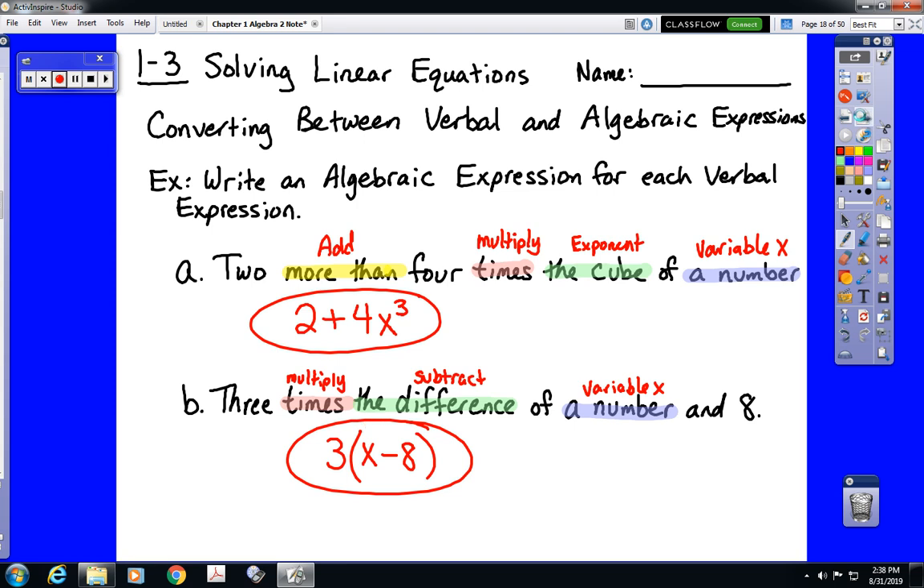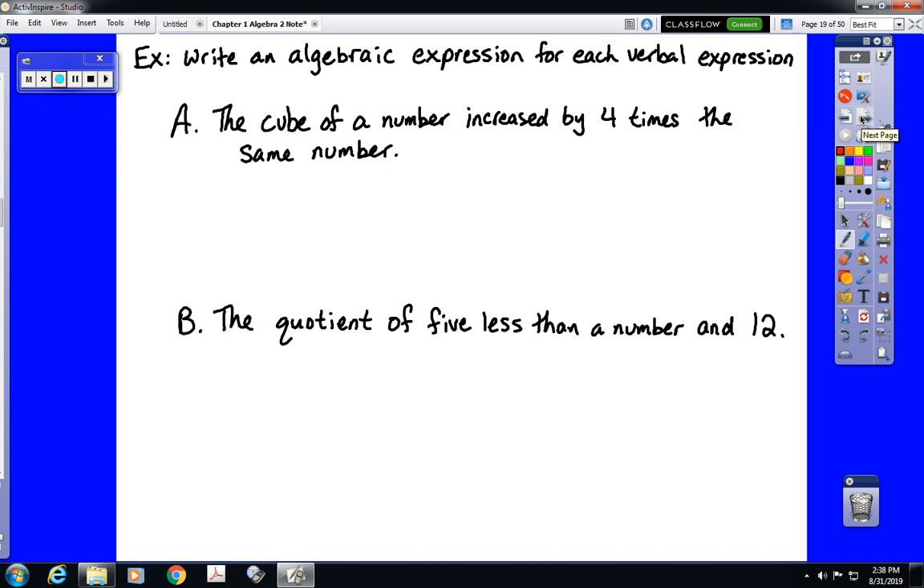Let's do a couple more examples and we'll finish up our first video. So same directions, write an algebraic expression for each verbal expression. We have the cube, that again means an exponent, specifically 3. Of a number, so there's your variable. Increased by 4. So increased by is our next phrase. That is a phrase that means to add. 4 times, so there's another phrase we should know. I haven't used pink yet. That's multiply.